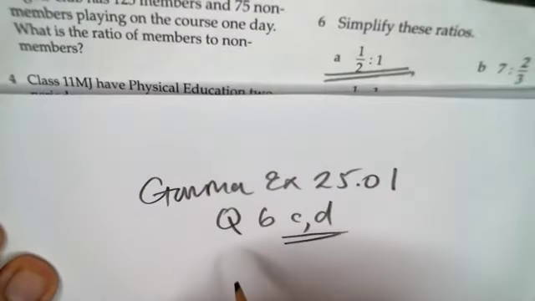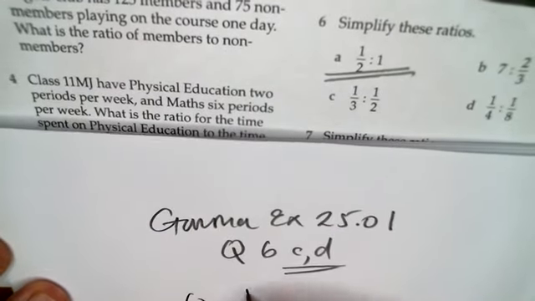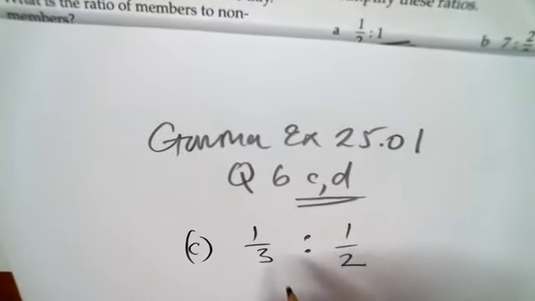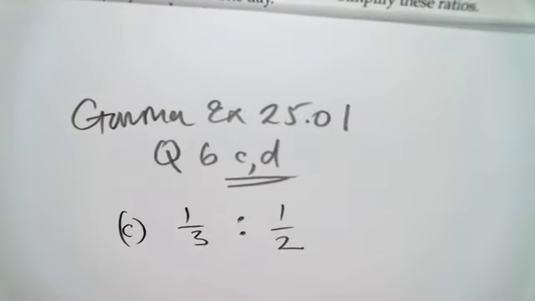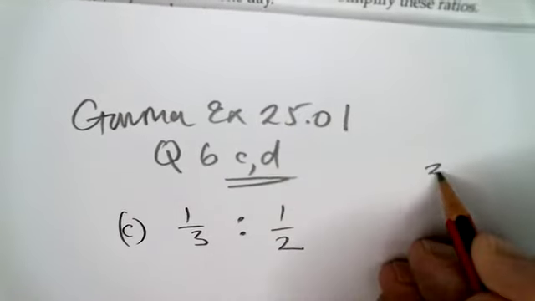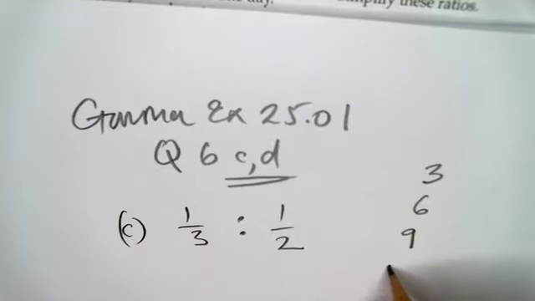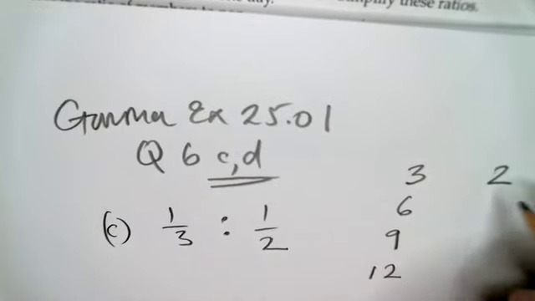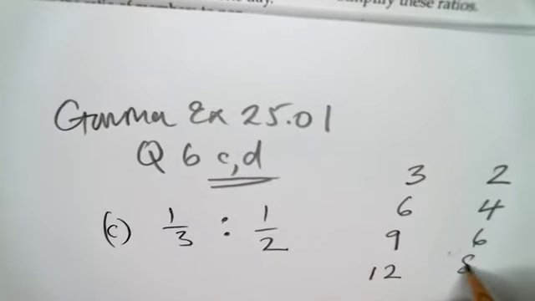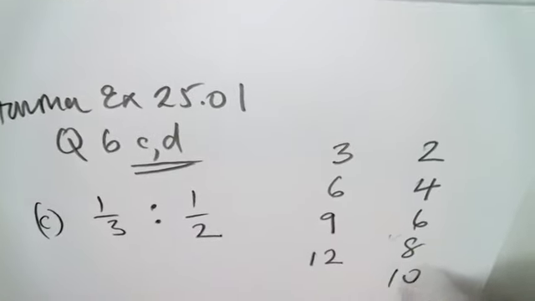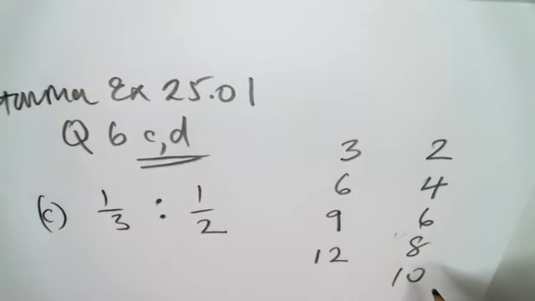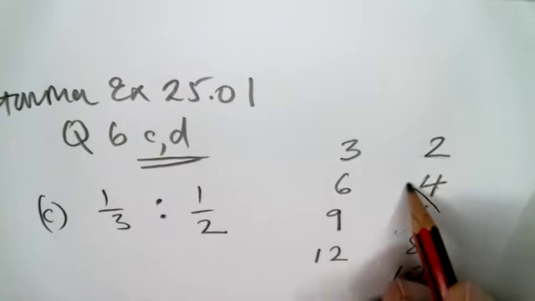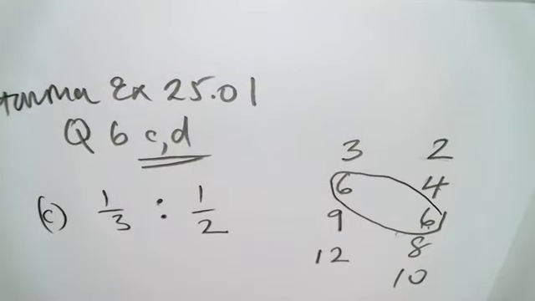Let's have a look at the first one. We've got C, and we've got 1/3 to 1/2. Well, let's look at the denominators. What are the multiples of 3? We've got 3, 6, 9, 12. Let's look at the half, or 2 rather, looking at the denominator. We've got 2, 4, 6, 8, 10, and so on. Now, what is the lowest multiple that is common? Well, it's not 2, not 3. Oh, wait, 6. There it is. The lowest common multiple is 6.